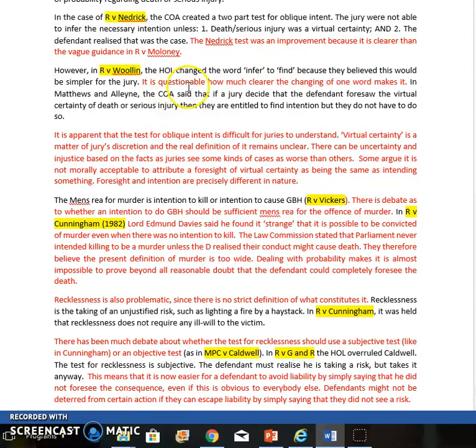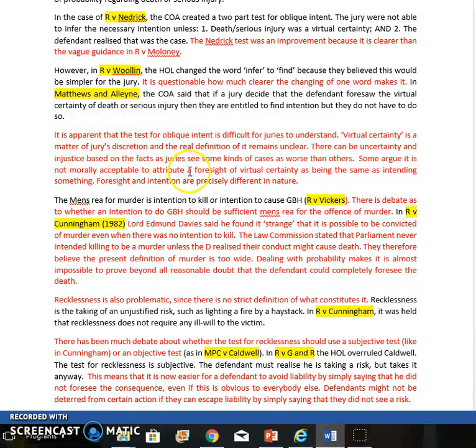My issue there is how much clearer is the law on oblique intent just by changing this one word? Probably not at all, really. And then I've got Matthews in a line, just noticed, not highlighted that, there we go. And I've got my ratio there in Matthews.